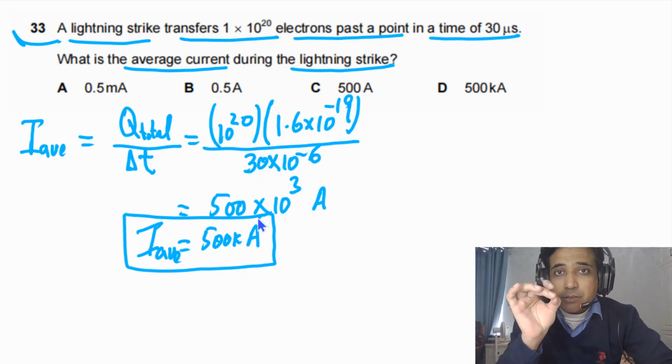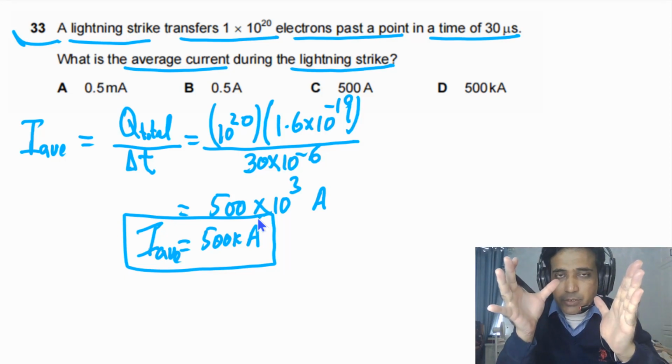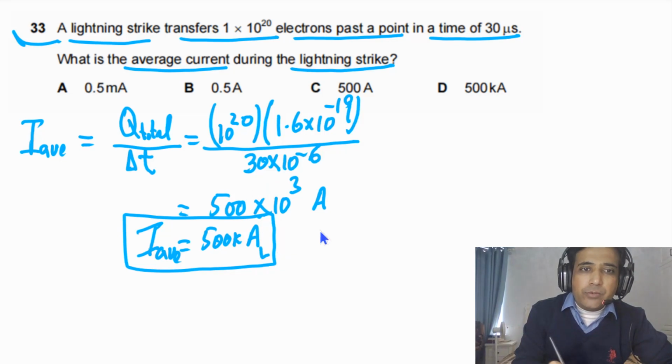So current is the amount of charge passing through a point per unit time. So in this case we are taking total charge passing through a point in given time. So this is how we can calculate value of I.